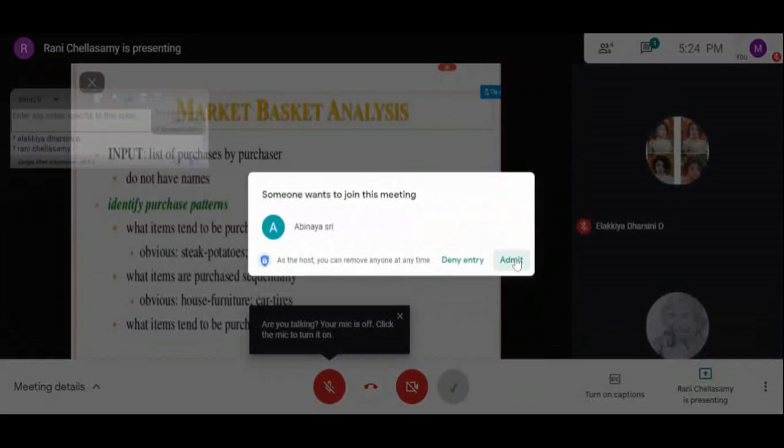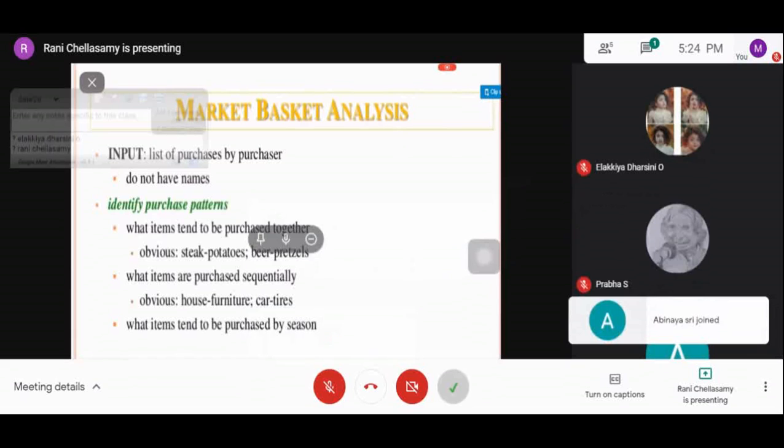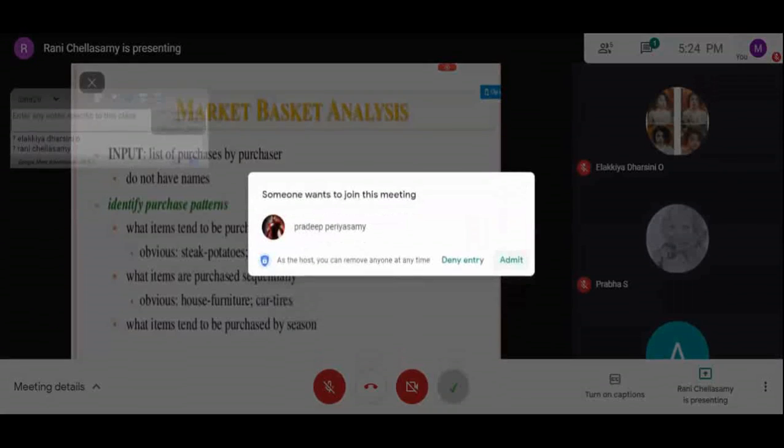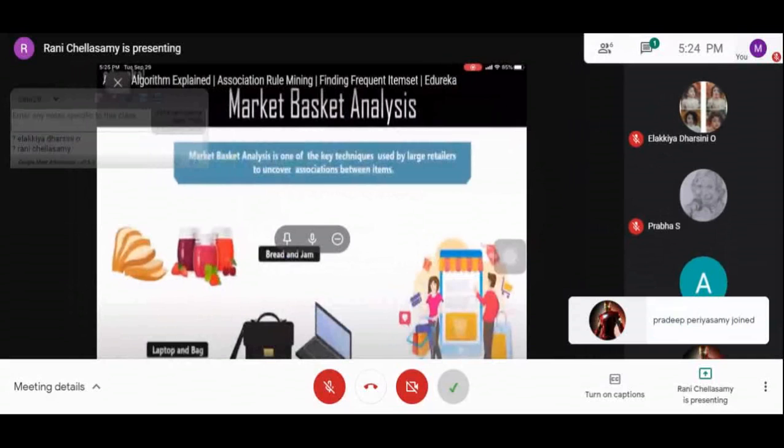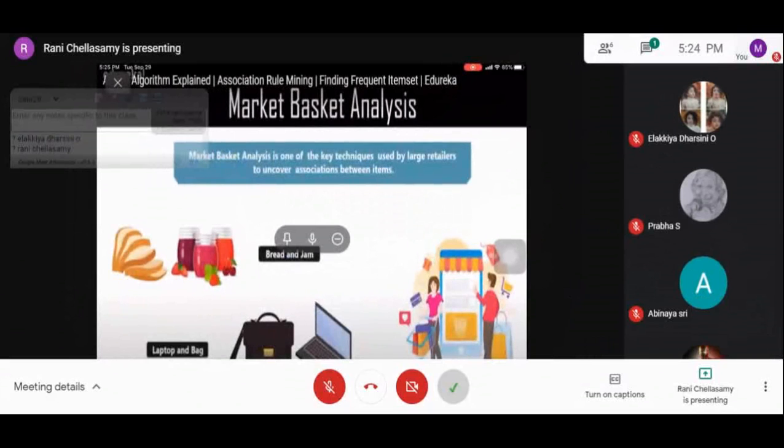So all these purchasing behaviors will be analyzed by the shopkeeper. In market basket analysis, one of the key techniques used by large retailers is to uncover the association between items, to discover the association between products. If a person buys bread, he might also buy jam. So bread and jam are items purchased together by the customer.